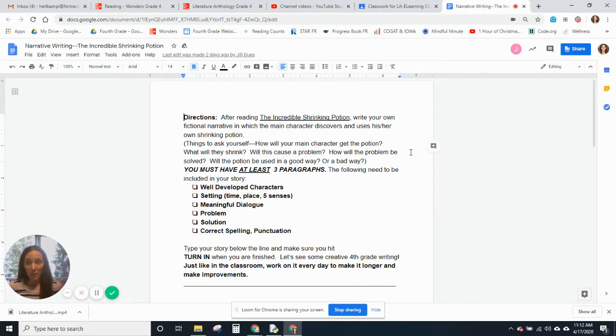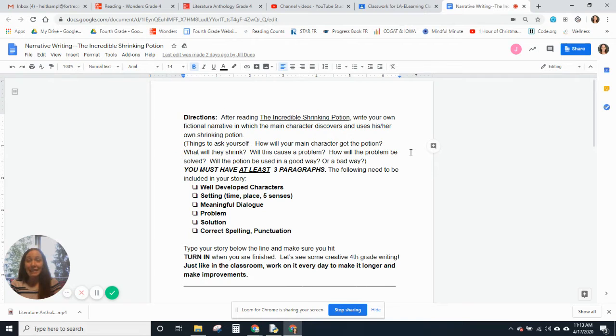Is the person that makes or develops the shrinking potion, do they have a good use for it, something that they're trying to use to help people? Or are they kind of devious a little bit? Are they using it in kind of a mean kind of manner? So you have all these things to decide.